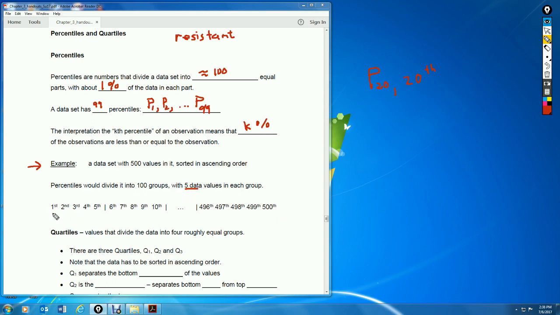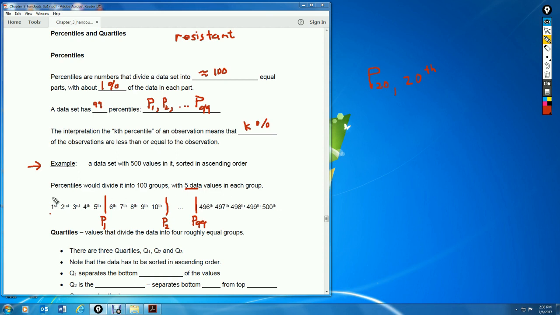So say you would have the smallest data values, the first, second, third, fourth, and fifth. And then right here would be the value of your first percentile, P1. 6, 7, 8, 9, 10, the next 5. And then right here would be the value of the second percentile. And so on until you get all the way up here where you would have your 99th percentile. And then just above that you would have the top 5 data values.